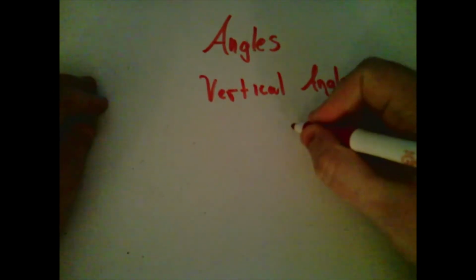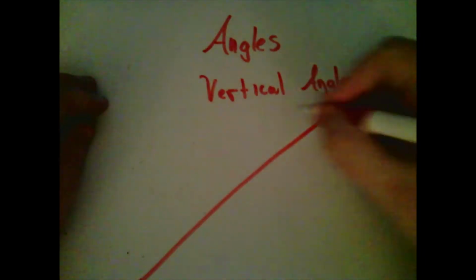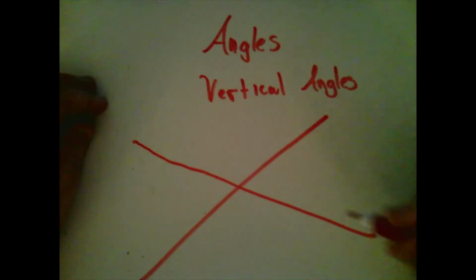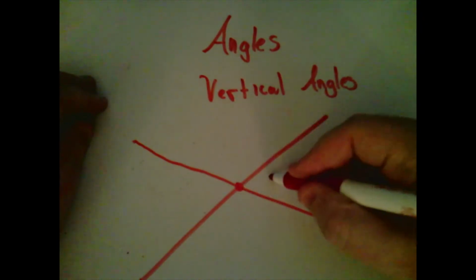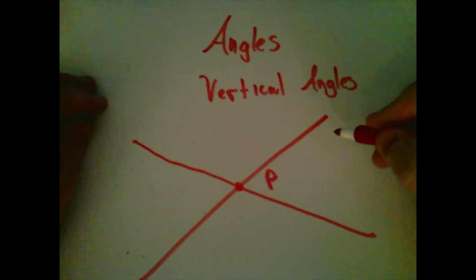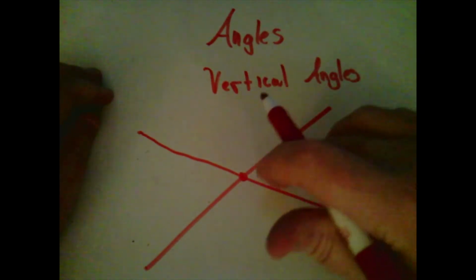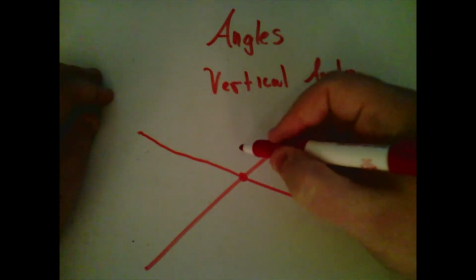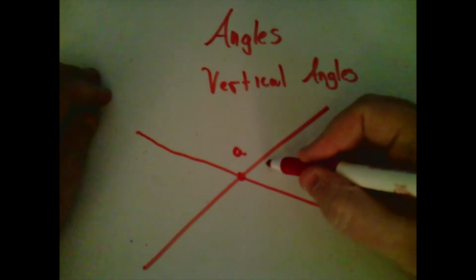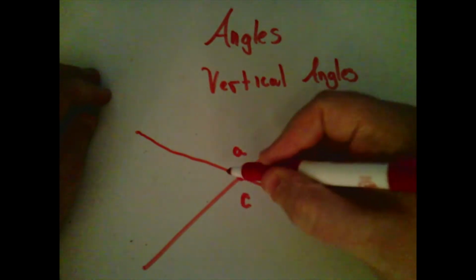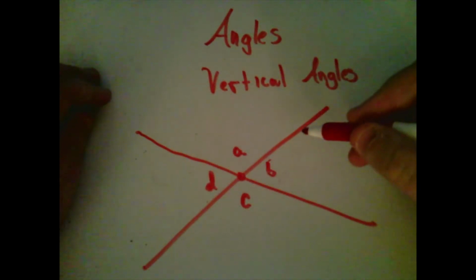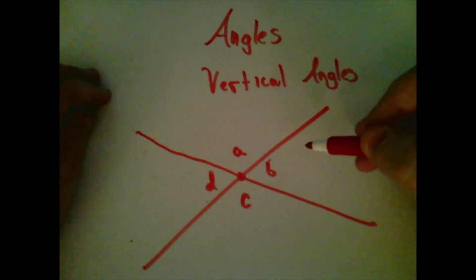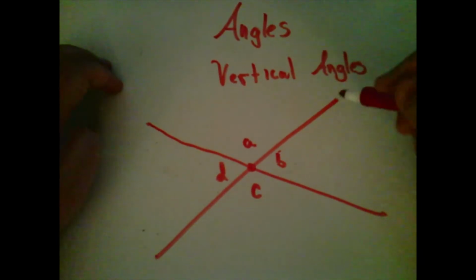Let's just imagine, we don't even have to imagine, we can see that we have two lines intersecting at some point P. Now, let's label these angles. We have four of them, right? We have angle A, angle B, angle C, and angle D. Vertical angles are any angles that are opposite each other.